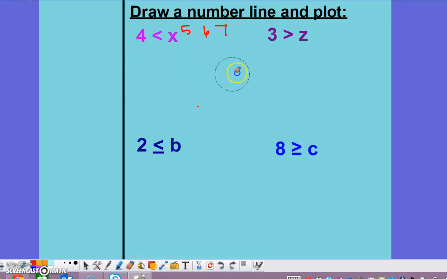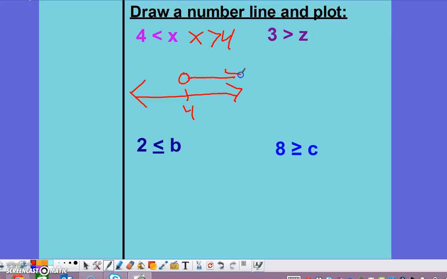So one way to avoid that mistake is to rewrite your inequality. So instead of thinking of this as 4 is less than x, we're going to think of it as x is greater than 4. So I can graph this on my number line. It will be an open circle, and I want everything greater than 4.